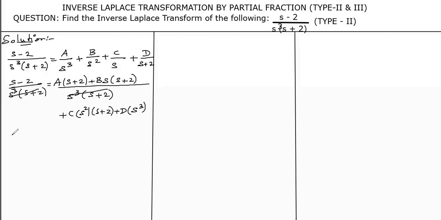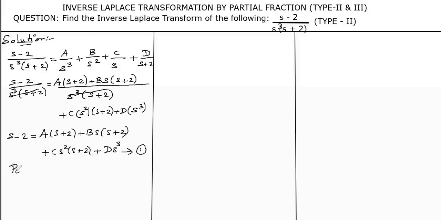So what is remaining? s minus 2 equals a times s plus 2, plus b s times s plus 2, plus c s square times s plus 2, plus d times s cube. So this is the equation where we have to apply values for s to find the constants a, b, c and d.